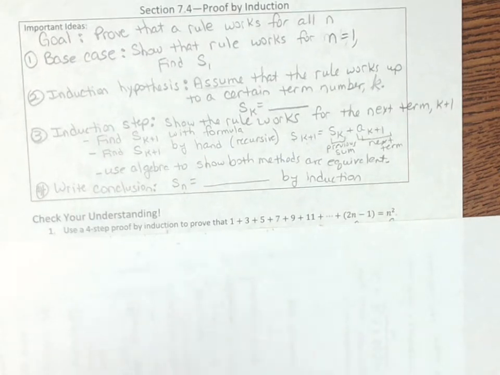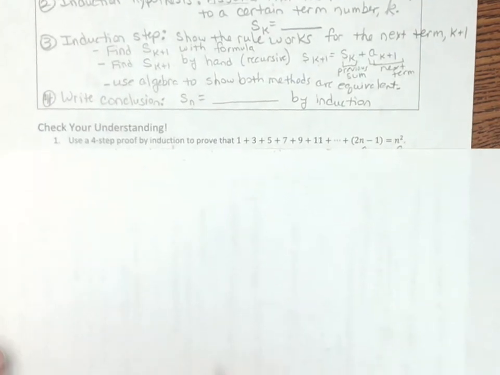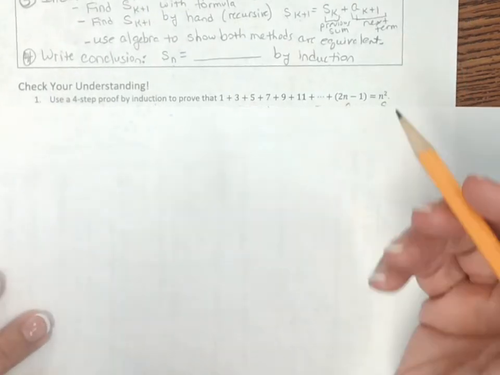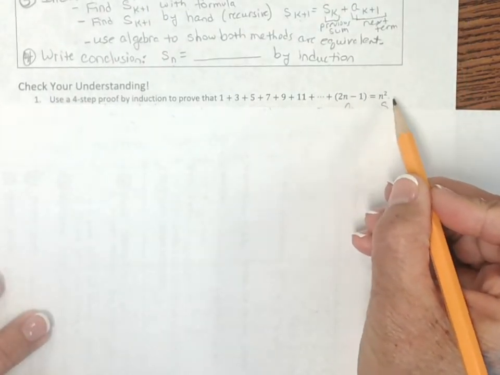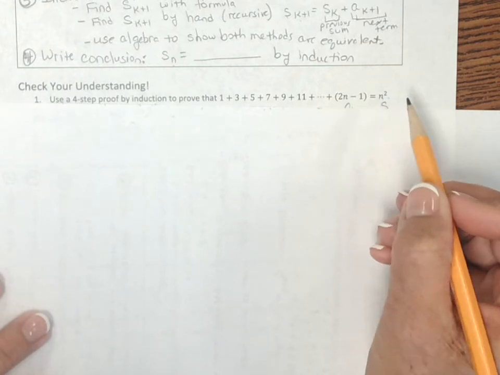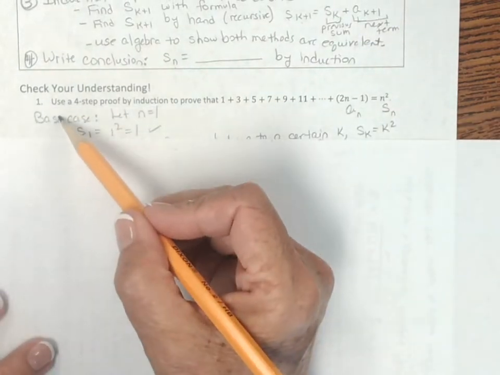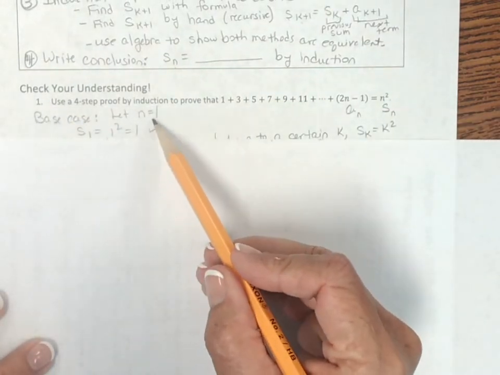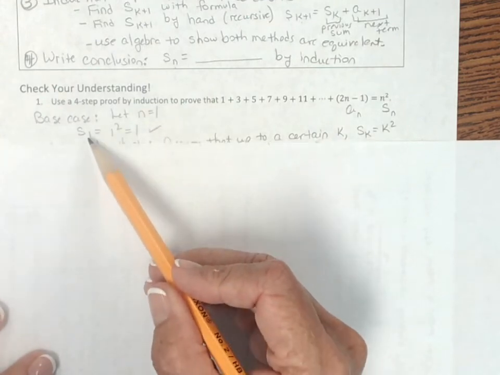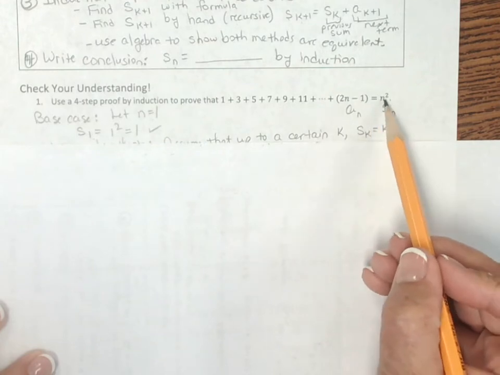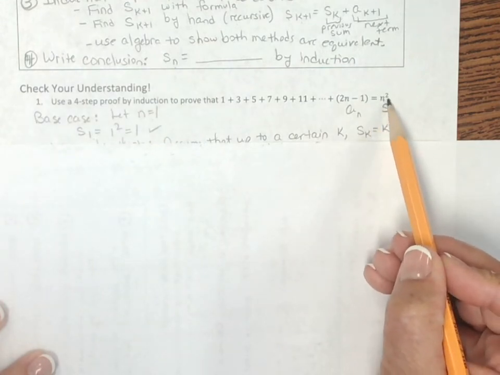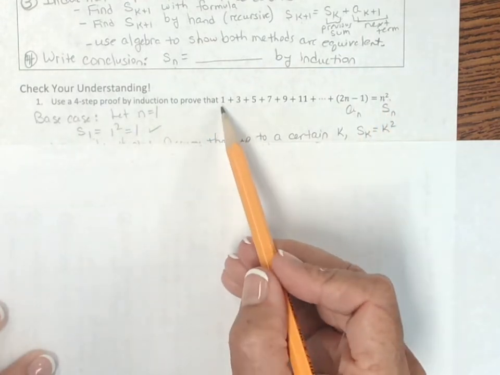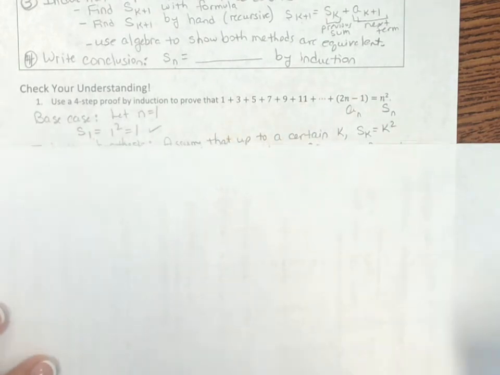Okay, so hopefully you've given it a shot yourself before we start looking at this together. Notice we've got the definition of each term and what the sum should be. Again, step 1 is the base case. I'm going to let n equal 1 and show what the sum of the first term is. If I put a 1 in here, 1 squared is 1, and that is what the first term is. So that's good, that works.